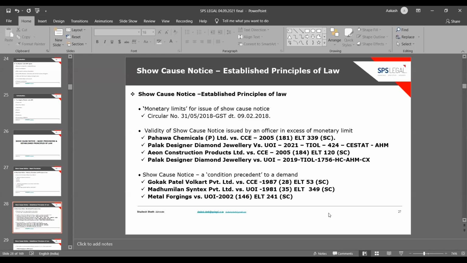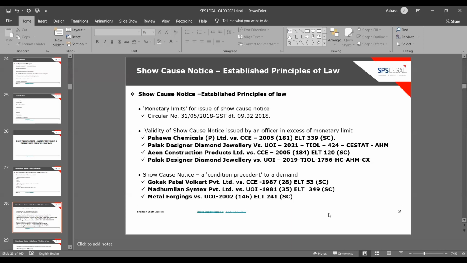The first aspect which we need to see is that there are certain established principles of law which need to be kept in mind when we actually deal with the show cause notice. Just as the proper officer only can issue a show cause notice, the board has also notified, by the circular dated 9/2018, the monetary limits for the issue of the show cause notice. This is mainly for the proper demarcation of the work between the officers and to augment the scarce resources available with the department.